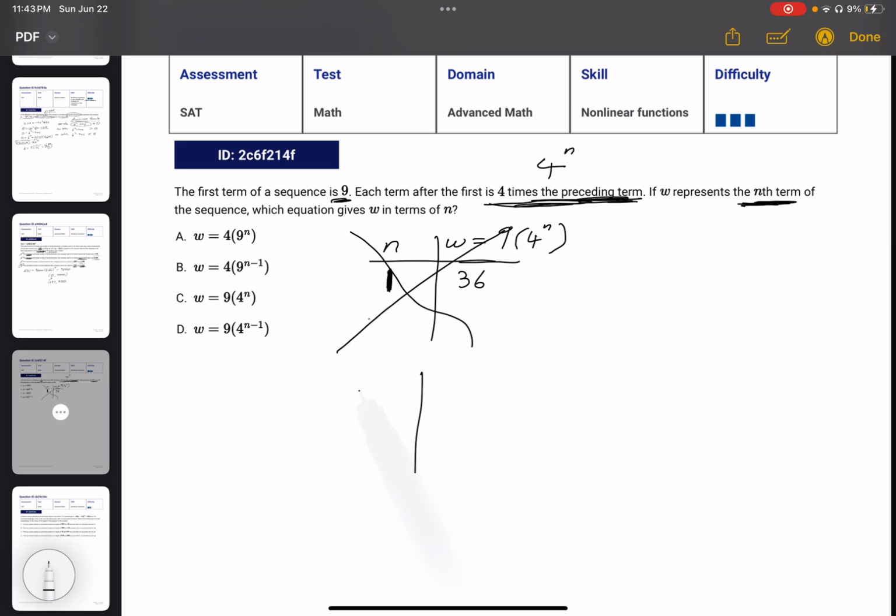Now, if we do it again, and we have W equal to 9 times 4, how can we get our first term as 9? We need the exponent to be equal to 0 when n is equal to 1. So to do that, we put n minus 1, because 1 minus 1 is 0, and 4 to the 0 is 1. So W is equal to 9 times 4 to the 0, which is just 9. And then just to check, we'll plug in 2: 9 times 4 to the 2 minus 1.